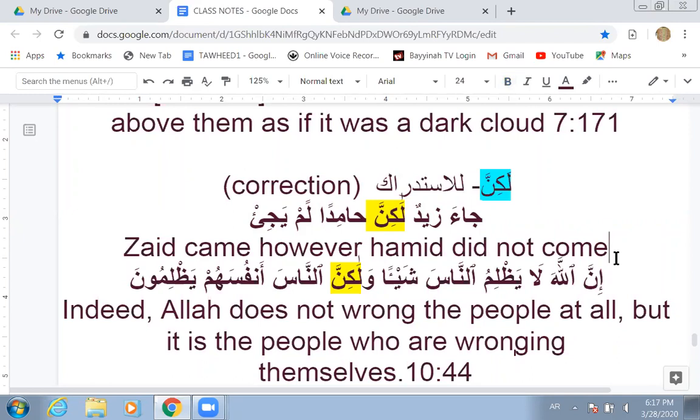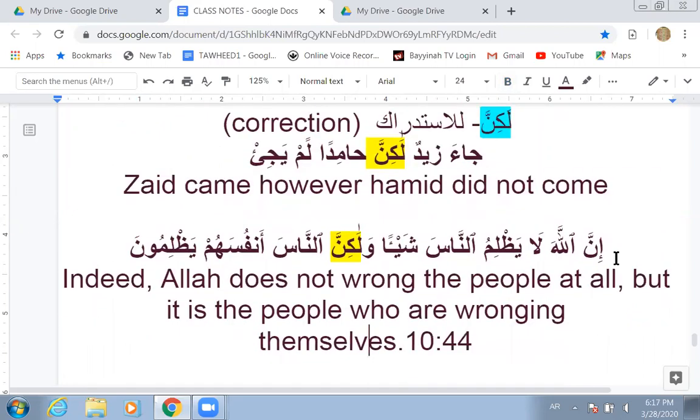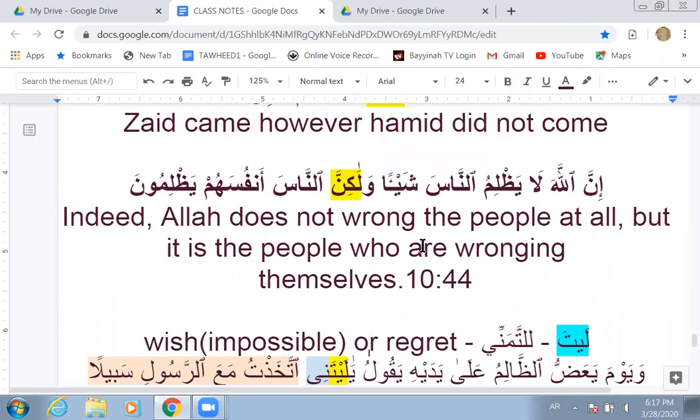So this was a correction, a clarifier to clarify the ibham. And then the ayah from the Quran: Inna Allaha la yazlimu nasa shay'an walakinna nasa anfusahum yazlimun. The translation: indeed Allah does not wrong the people at all, but it is the people who are wronging themselves. So with lakinna, zulm is being done, but it is not Allah subhanahu wa ta'ala who is doing any zulm. Shay'an means at all. It's a maf'ul mutlaq. So Allah is not the one doing any zulm on the people, but the people are wronging themselves. So again, this clarifier has come. Who is the one doing zulm to people? It's the people themselves. So this is coming for istidrak.